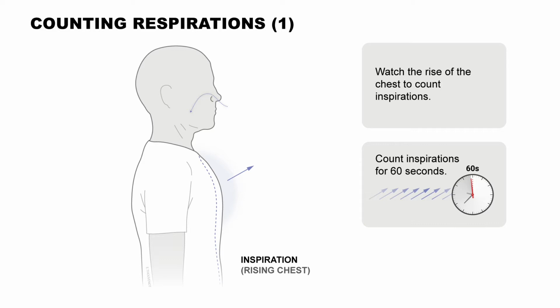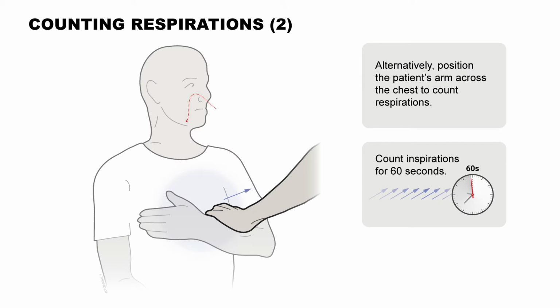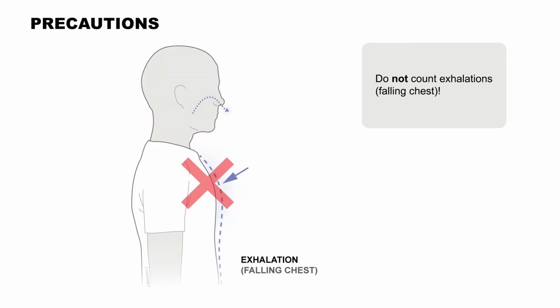When counting respirations, you can watch the rise of the chest and count inspirations for 60 seconds. Or you can place the patient's arm across the chest and count inspirations for 60 seconds. When counting respirations, you are counting the number of breaths or respiratory cycles, which is one inspiration and one expiration.